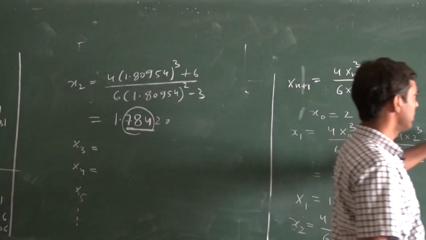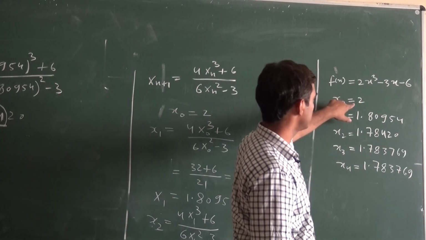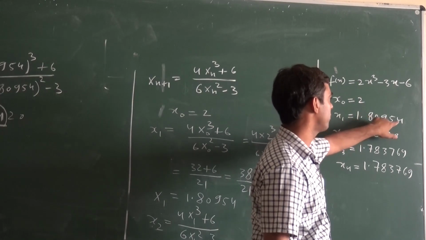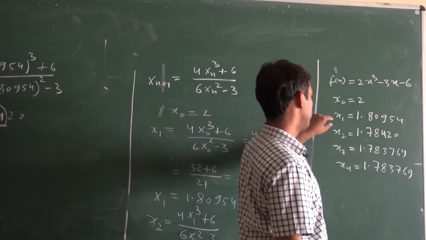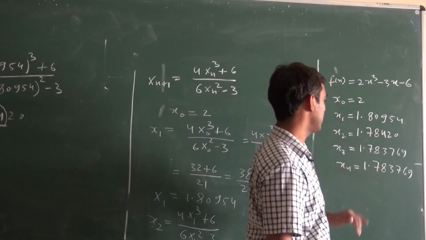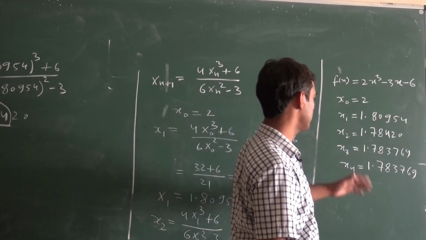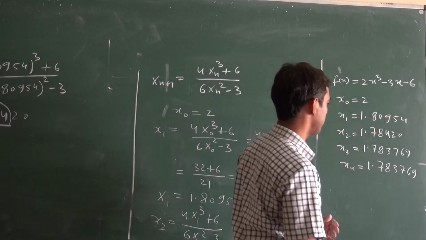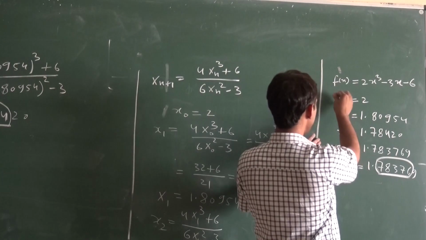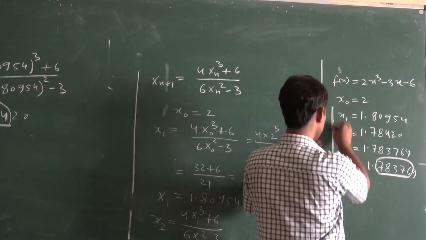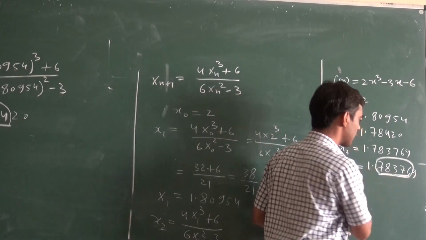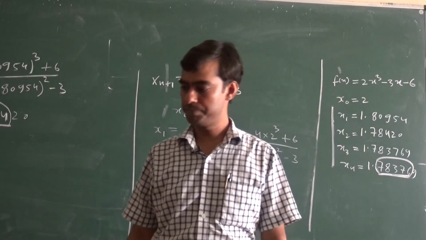Here we write down the value of x0. x0 is 2, then the value of x1 is 1.80954. Similarly, x2 is 1.78420. x3 equals 1.783769. x4 equals 1.783769. So in four iterations, we are able to find a root which is correct up to 5 decimal places.